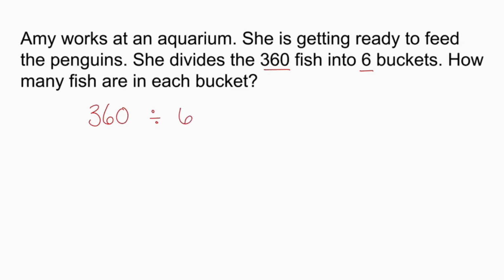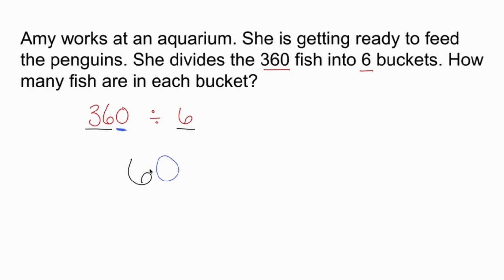Well, if she's going to divide 360 into 6 buckets, that's 360 divided by 6. Now, whenever you divide multiples of 10 by a one-digit number, look at the first numbers that you can do. I can do 36 divided by 6. 36 divided by 6 is 6. Now there's a 0 here at the end, so since this is a multiple of 10, I'm going to include the 0 at the end of that 6. So now I get 60. So 360 divided by 6 is 60.